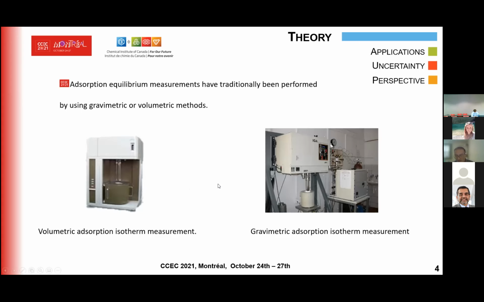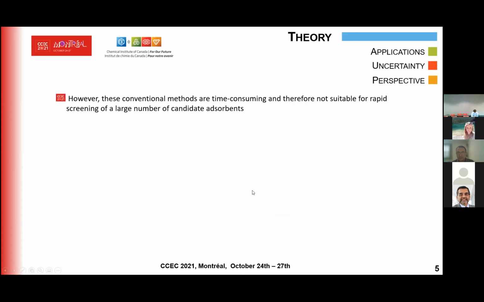Gravimetric adsorption is a more direct method because you just measure the weight. As the adsorbent is adsorbing more at higher pressures, it becomes heavier. So the uptake is monitored again in a stepwise fashion. These conventional methods are very rigorous, but they are time-consuming and sometimes expensive if you want to do it somewhere else. So they're not suitable for rapid screening if you have a large number of candidate adsorbents and you want to make a choice.